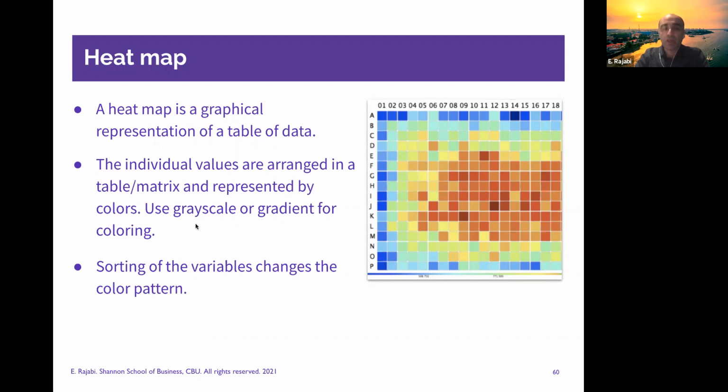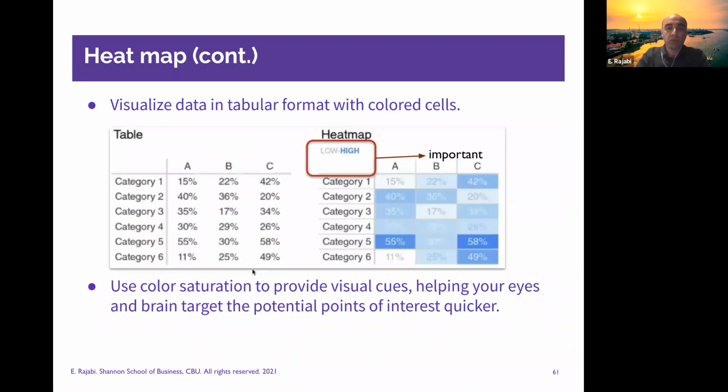We can use grayscale or gradient for coloring, and sorting of the variable changes the color pattern in this visualization as well. For example, on the left side, you can see tables. On the right side, you can see the same table, but in a heat map format. And in the right side, you can see that when we see the heat map, our eyes goes here in the dark cells. And in this way, we can highlight what we want to highlight in the data visualization.